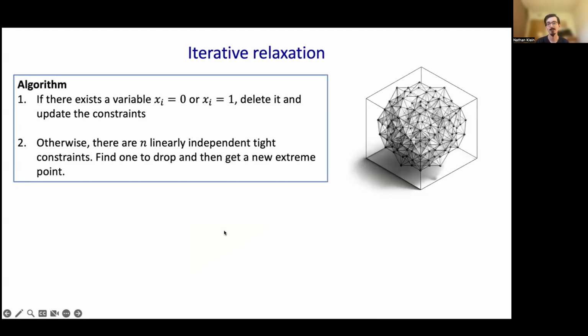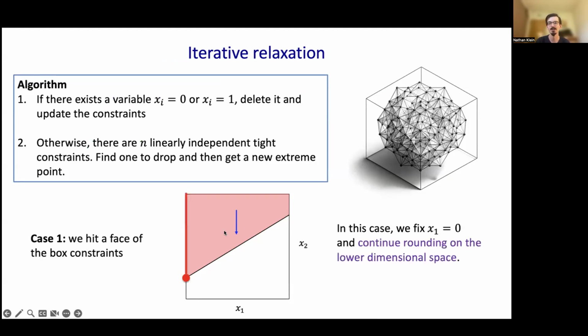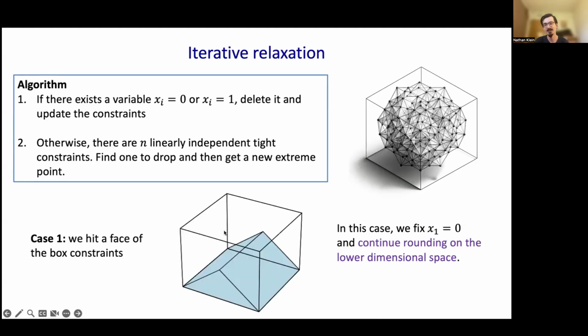So this suggests the following framework. First, if there's a variable set to 0 or 1, let's fix it to that value, delete it, and update the constraints. So for example, here we hit a face of this box. Now I'm going to fix x1 to 0 for the remainder of the algorithm and continue rounding on this lower dimensional space. Or to give a slightly more interesting example, here we have a 3-dimensional space. Here we hit one of its faces, and now we'll continue rounding on this 2-dimensional space.